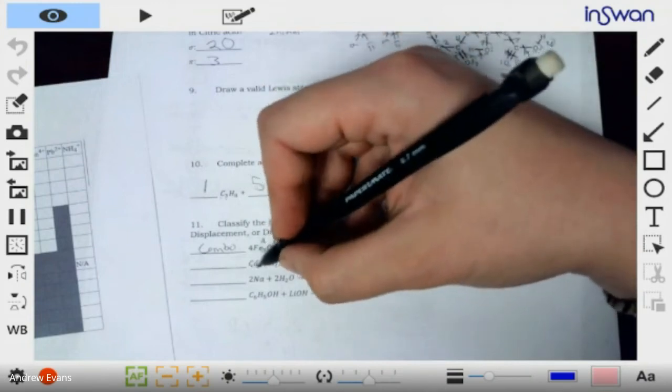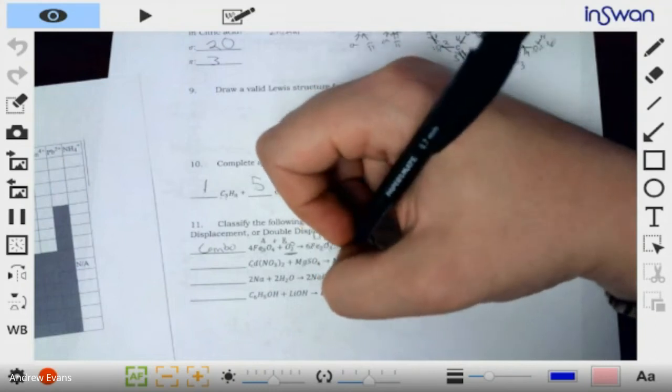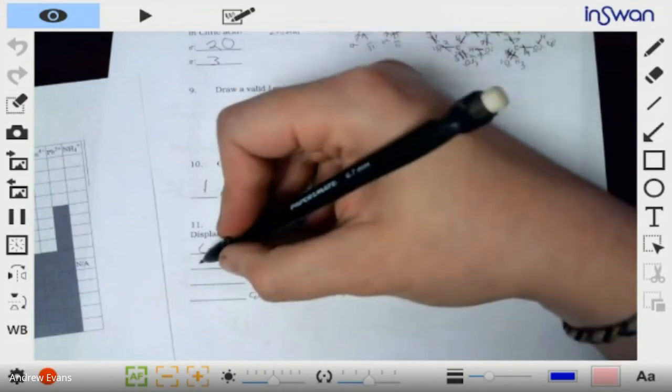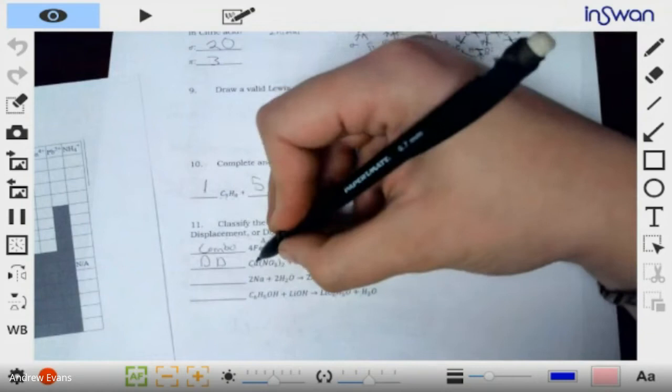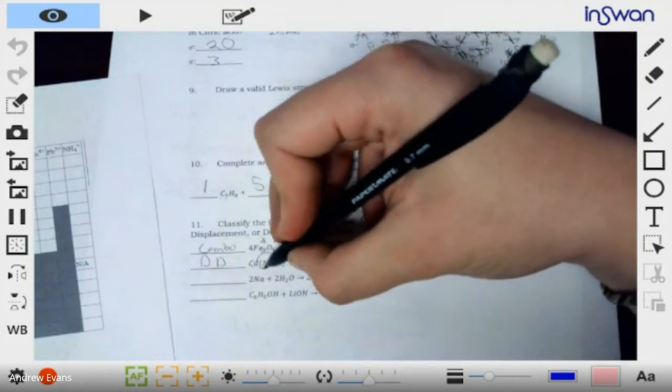This one, cadmium nitrate and magnesium sulfate, goes to magnesium nitrate and cadmium sulfate. So that is a double displacement. Cadmium and the magnesium are swapping places.